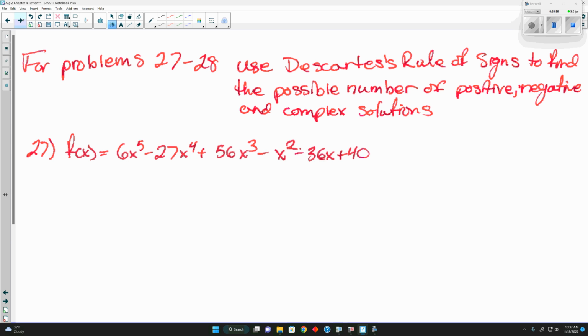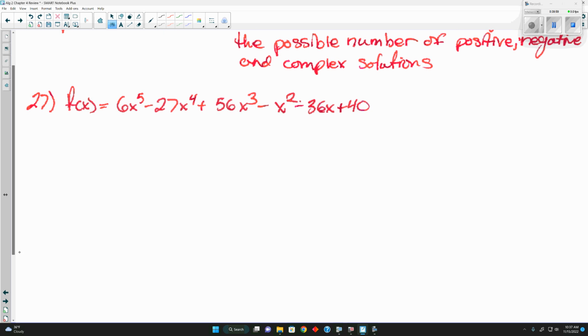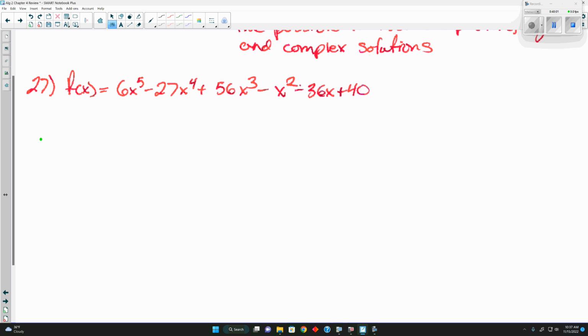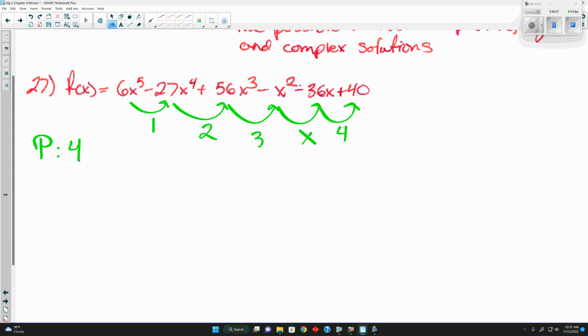27, Descartes' rule of signs. Find all the possible positive, negative, and complex solutions. So for positive, we're just counting the number of sign changes of the function that's given to us. X to the fifth to x to the fourth is 1. From the fourth to the third, that is 2. Third to squared is 3. Squared to x, it doesn't change. And from x to our constant term, it does. So the most positive terms we can have is 4, because we just go on and count it from the beginning.